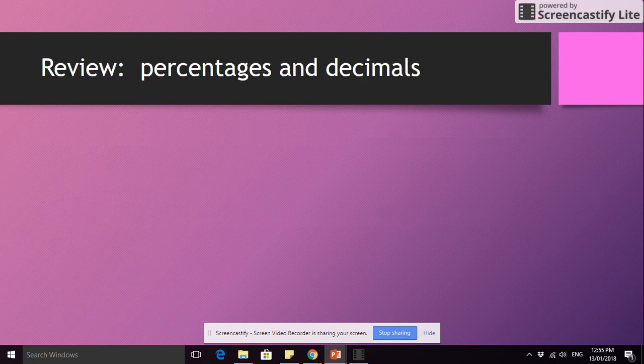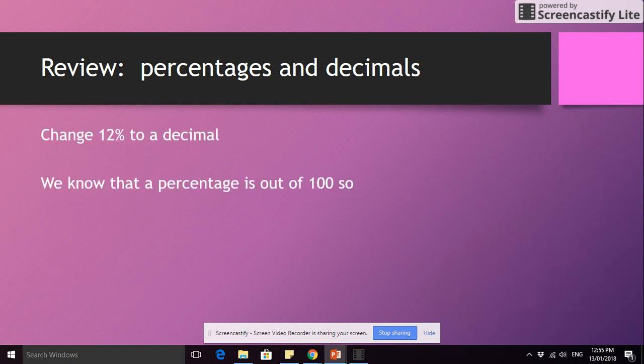Okay. So let's just go over percentages and decimals. If they say to you, change 12% to a decimal, now we know that a percentage is out of 100. So if we say 12%, we know that 12 is out of 100. So the decimal will look like that, 12 out of 100, okay?